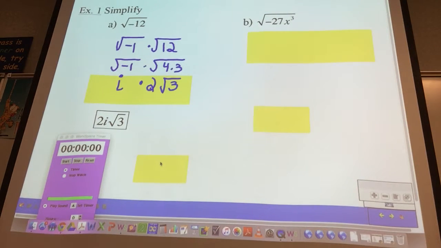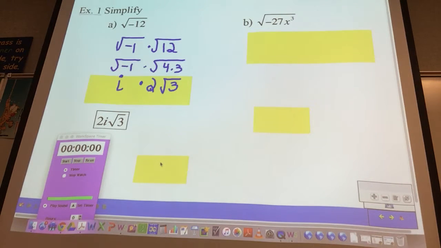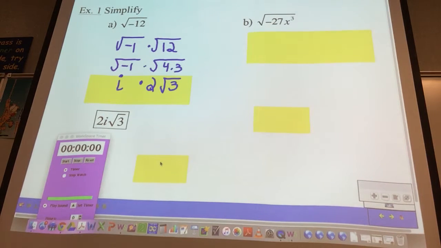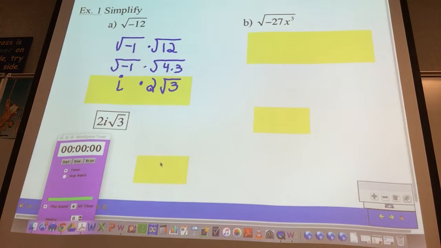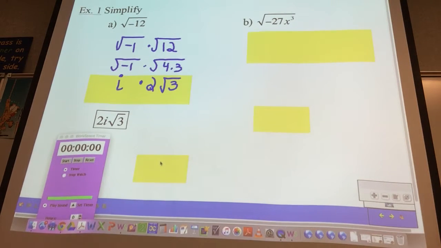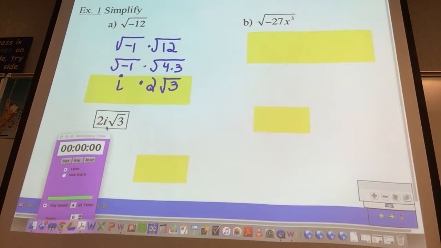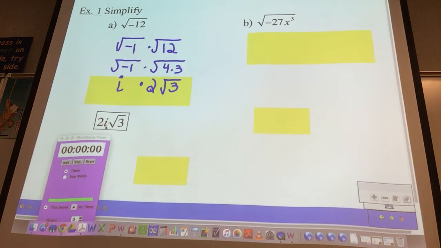Why did that happen? Because mathematicians had to find a way to deal with that negative under the square root, so they put an i there, so that they can work with it. i is only the square root of negative 1. How come the 2 goes in front of the i? Usually we just put numbers first and letters second. It's like a variable, but it's really just the square root of negative 1.